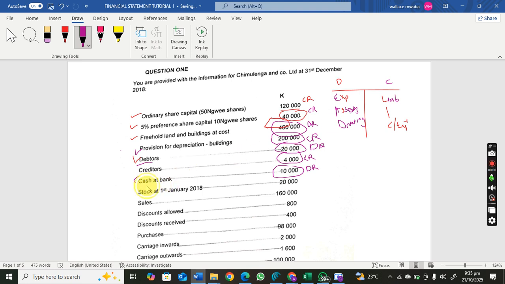Stock, 1st January 2018, this is opening stock. This is also a current asset. Okay, it's also called inventory, so it will go on the debit side.